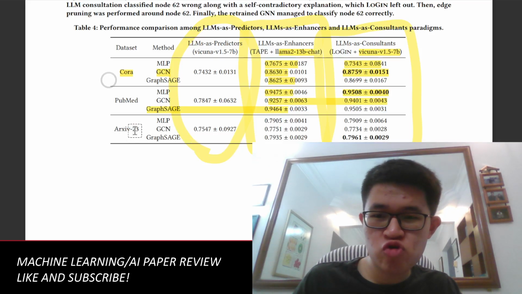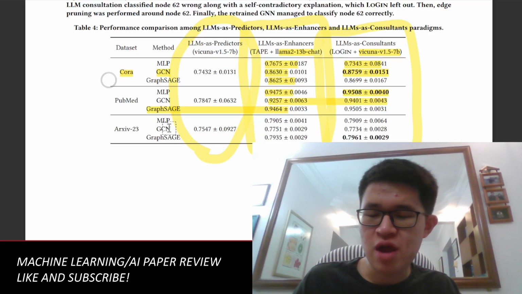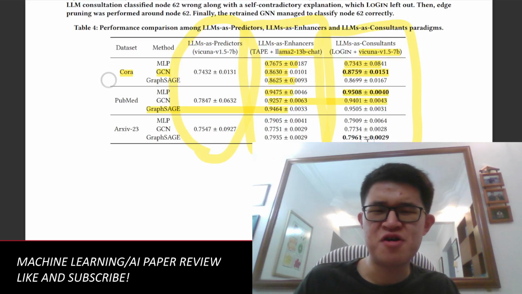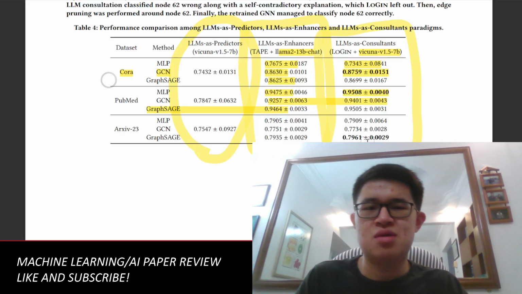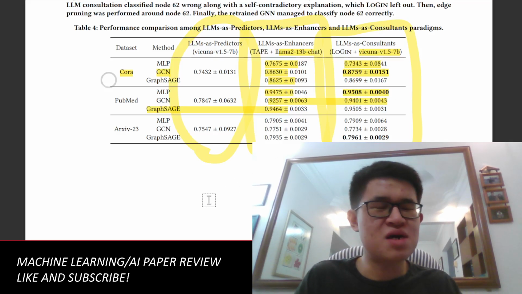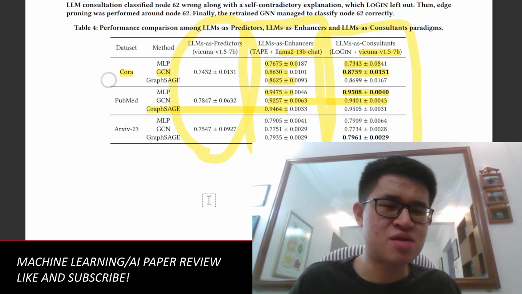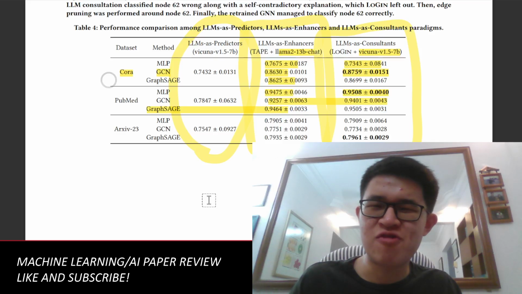For arXiv 23, the accuracy is not that much better for MLP and GCN, but for GraphSAGE, it's better by a bit. Well, okay, guys, I feel like you can click away from this video now because I feel like this paper is not that great.